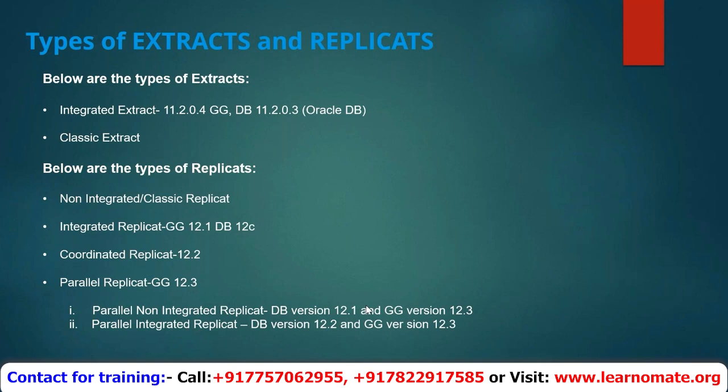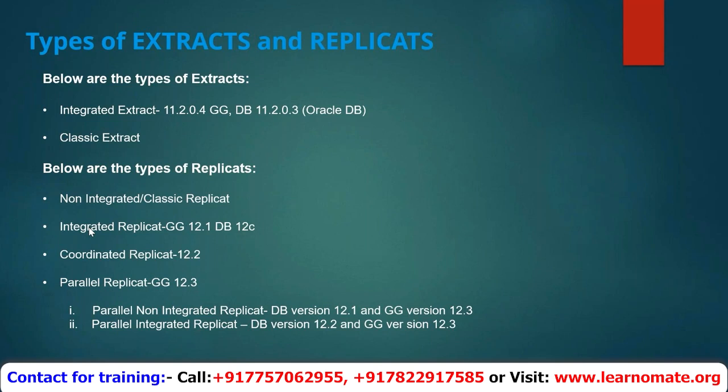Then there are different types of replicates available. Initially when GoldenGate was there, there was only one type of replicate and it was called replicate. Then with GoldenGate version 12.1 onwards, they launched a new type of replicate which is called integrated replicate. And the existing replicate was renamed to classic replicate or non-integrated replicate. To use integrated replicate, your GoldenGate version has to be minimum 12.1 and database version minimum 12.2. Then coordinated replicate was introduced in GoldenGate version 12.2 onwards.